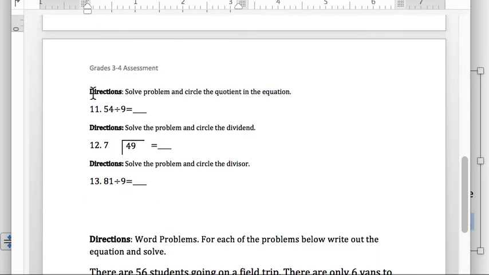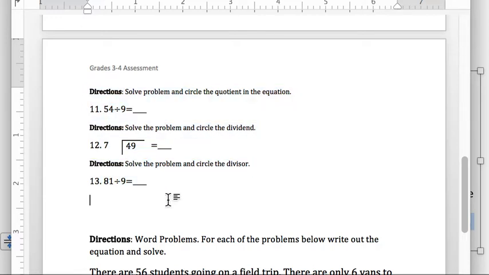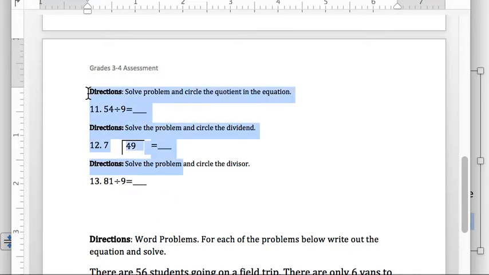Another format, right? Solve the problem and circle the quotient in the equation. Solve the problem and circle the dividend. Solve the problem and circle the divisor. These are getting at vocabulary, and it could work. It could all be done in one problem. And it doesn't target that vocabulary of remainder.